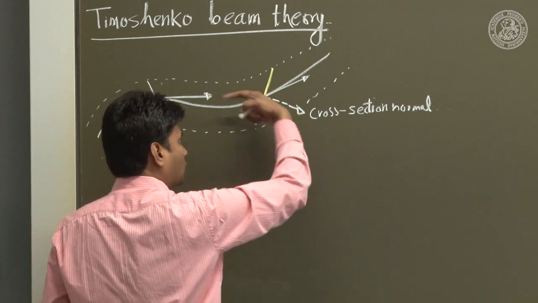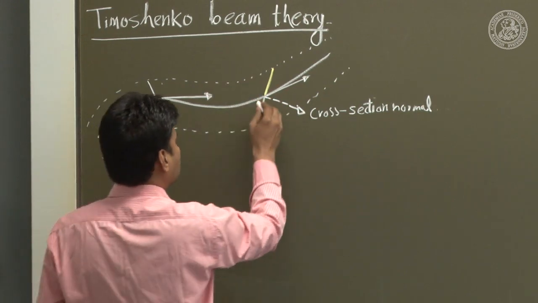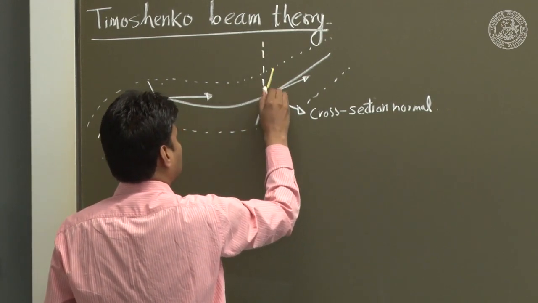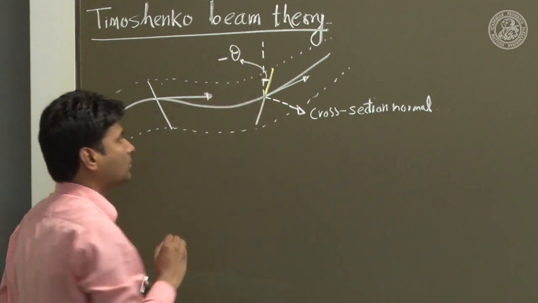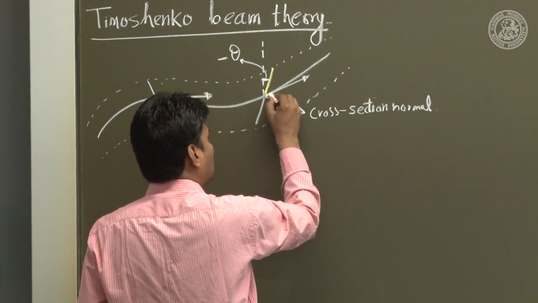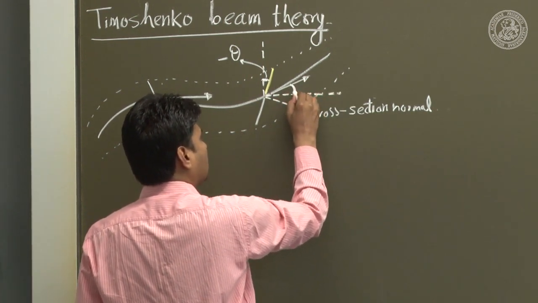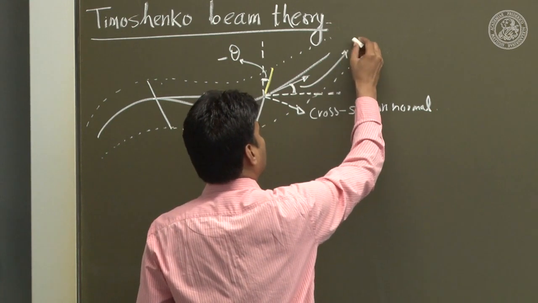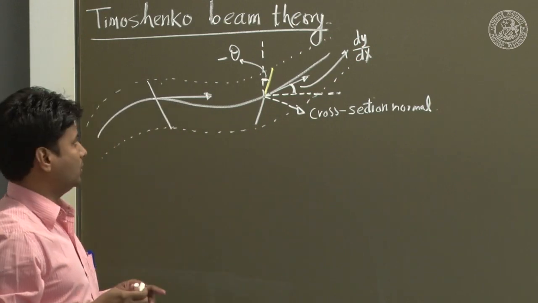So initially the normal was horizontal. And then it has rotated, and since it has rotated in a negative sense, the angle of rotation is therefore negative theta, right? And if I look at the center line tangent, then it has also undergone rotation, and that's the horizontal line. And this angle, assuming it is very small, becomes dy by dx. Otherwise, this tangent was dy by dx.